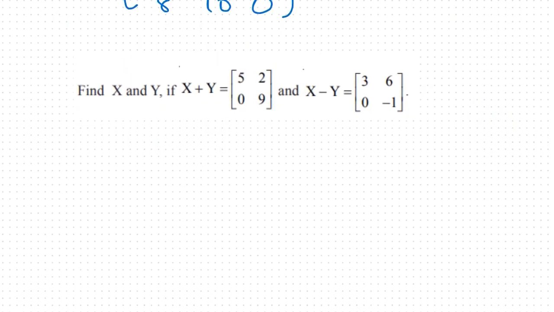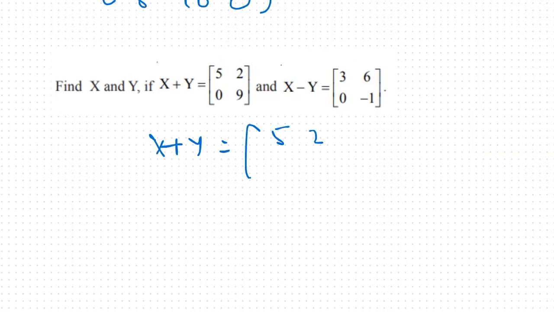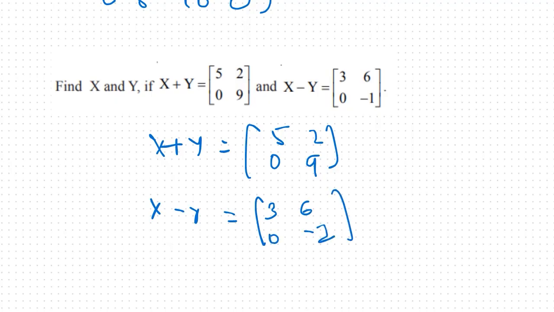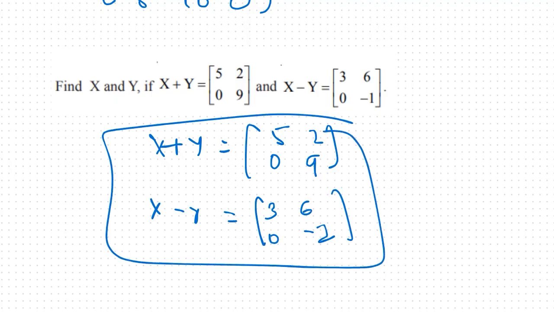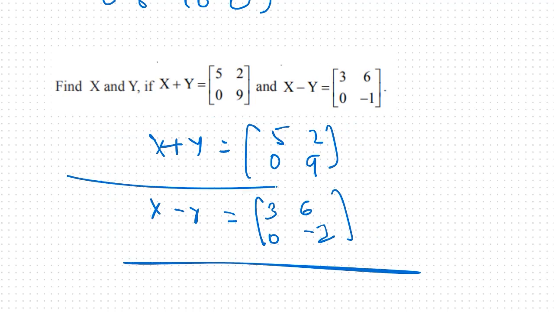Find x, y. If x plus y is given, and x minus y is also given. There are these two equations, and x and y are the variables. What happens if you add these two equations? This plus this entire thing. 8 8 0 8. It is negative 1, right? Not negative 2. Yes, 8 8 0 8.